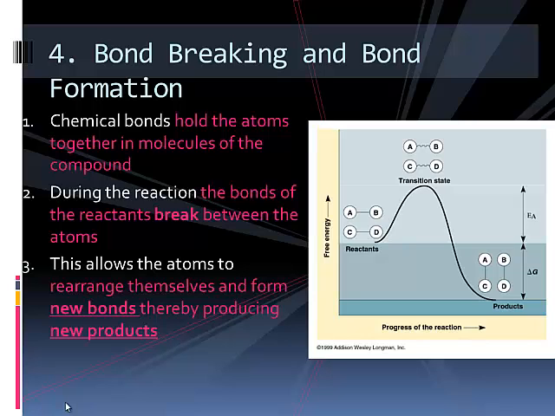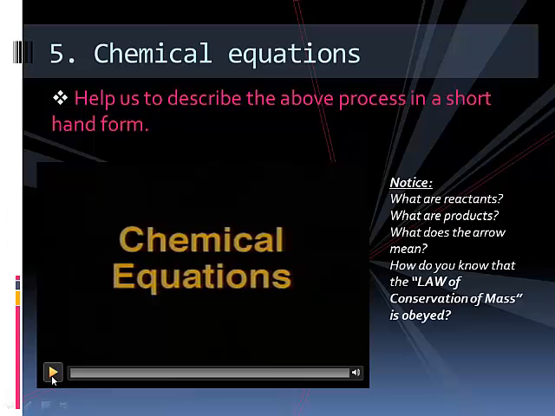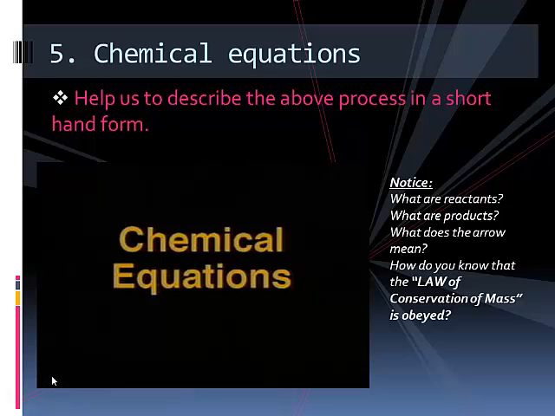Now, before we have a chance to do that, we have to talk about what happens to the bonds as a reaction happens. Chemical bonds hold atoms together in molecules of compounds. During a reaction, the bonds between reactants break. That has to happen in order to allow those atoms to rearrange. And once they have rearranged, it also allows the formation of new bonds, producing new products. Now, chemical equations, like I said before, help us to describe the process in a shorthand form. So let's look at a quick video, and I want you to watch for what are the reactants, what are the products, what does the arrow mean?